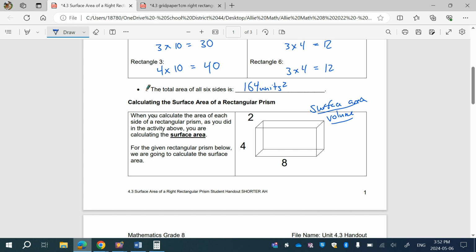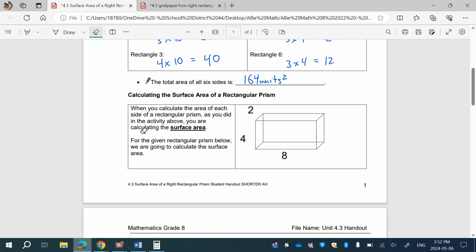So the surface area is like your skin, and the volume is like you as a person with all of your skin and your insides and your guts and stuff like that. Sorry if that's graphic, but I think about surface area as the outside thing, and the volume as the space in the world that it actually takes up.